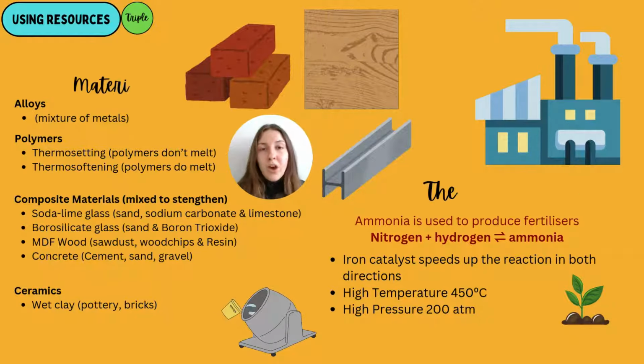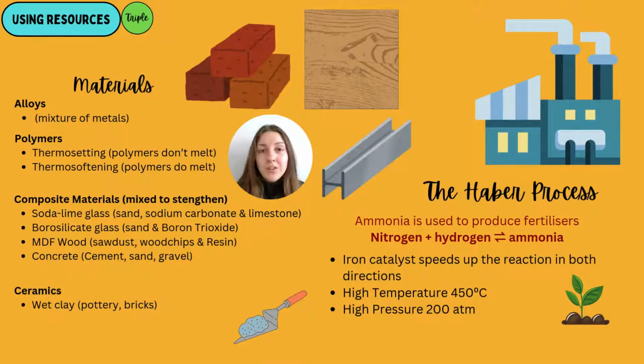So with the Haber process, the reason we have the Haber process in the first place is to make ammonia, and ammonia is used for fertilizers. So you need to know the reaction of nitrogen, which is a gas, and hydrogen, which is a gas. They react together to form ammonia, also a gas.